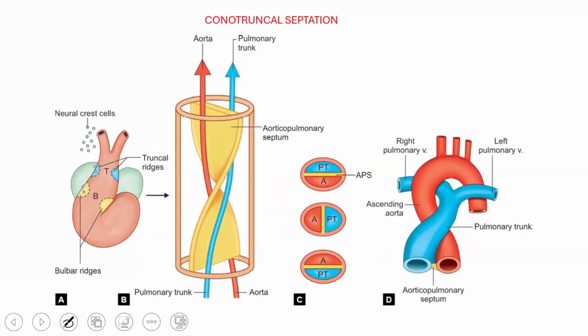Now, conotruncal septation and aorticopulmonary septation are the same. This one is a special one. Even if you don't remember the other ones, try to find some room in your mind to fix this. As the name suggests, conotruncal septation, you are dividing the conus cordis and the truncus arteriosus.